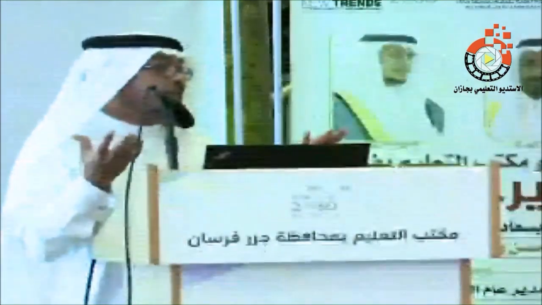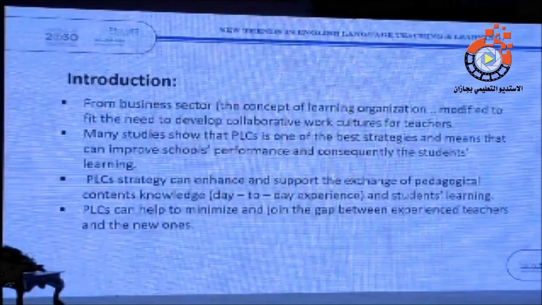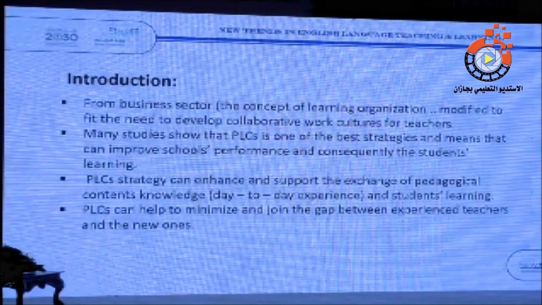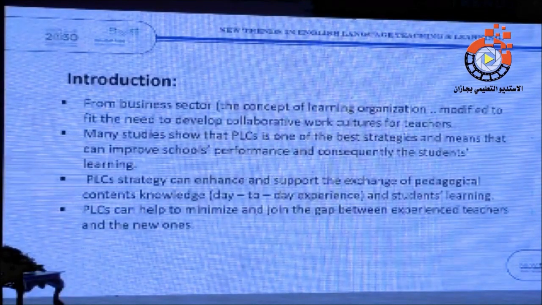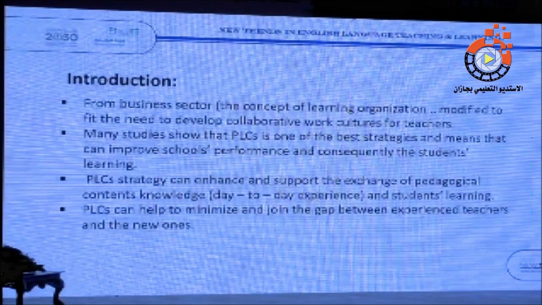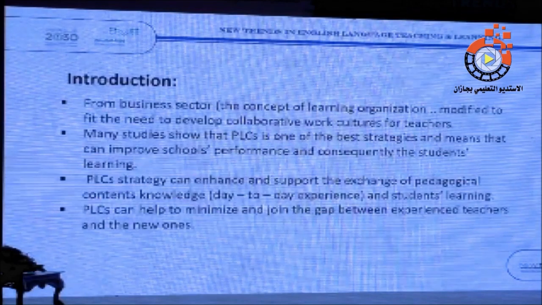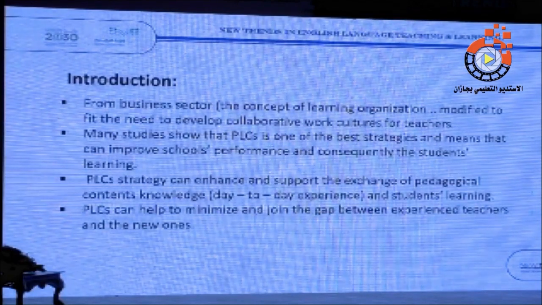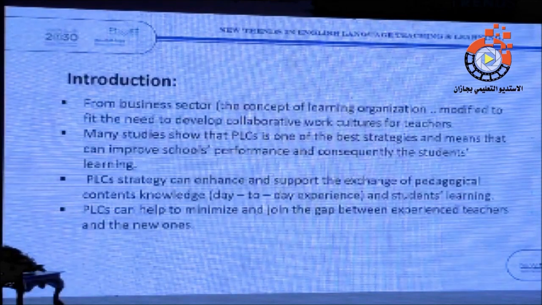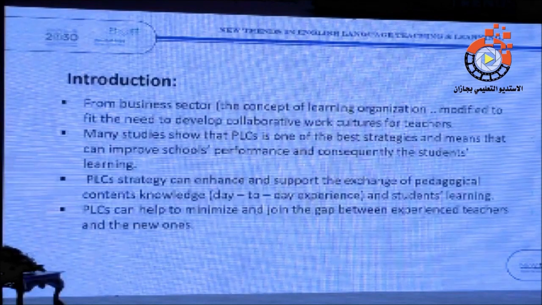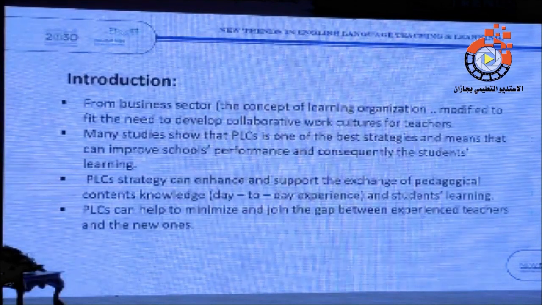Why should we? And also, PLC will help to exchange what we call the PCK. What is the PCK? PCK is pedagogical content knowledge. It is within everyday school happening. Day to day we have learned the PCK. The professional learning community will help teachers to exchange the PCK and will help them to improve their job.